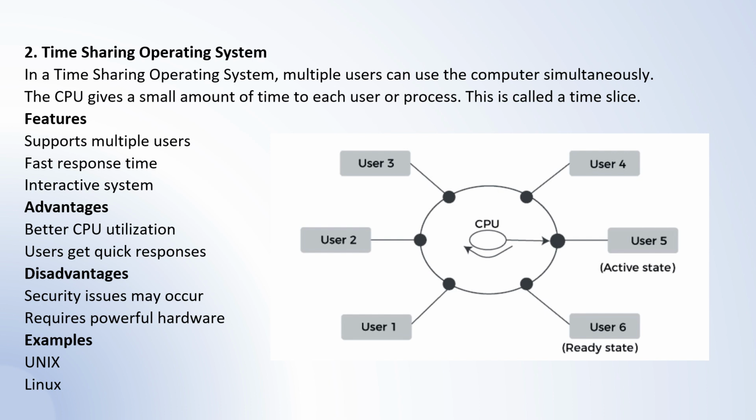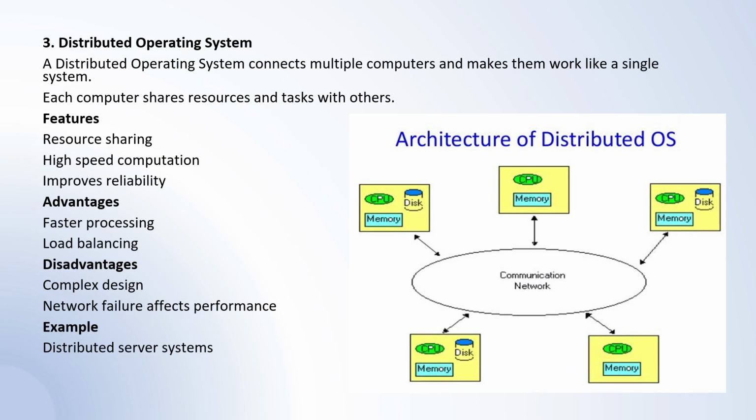Applications include university computer labs, shared servers, online systems. Examples are Linux and Unix. A real-life example is students using computers simultaneously in a computer lab. Now let us discuss the third type, distributed operating system.